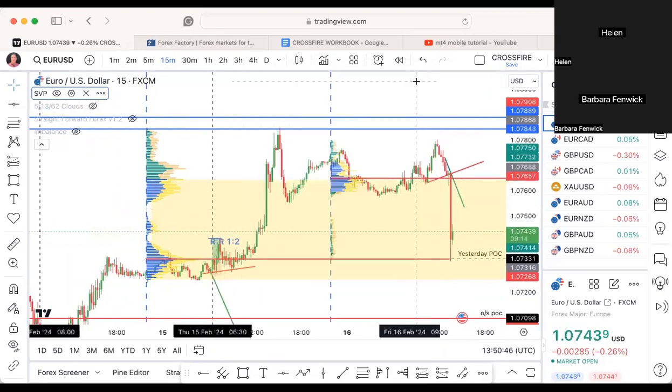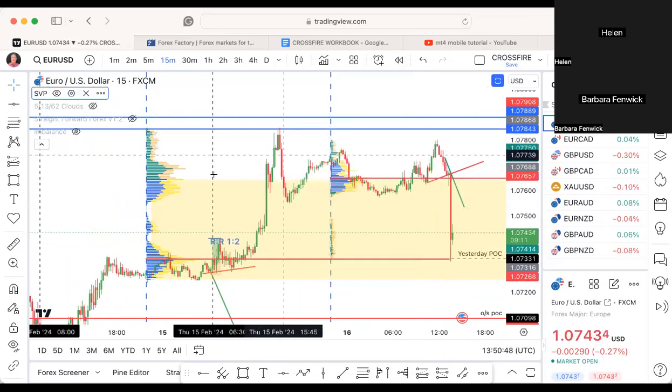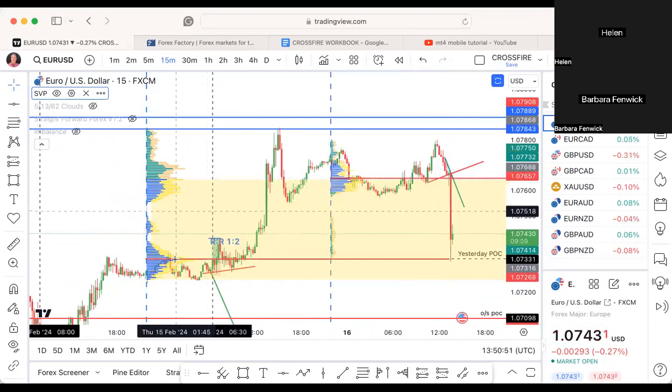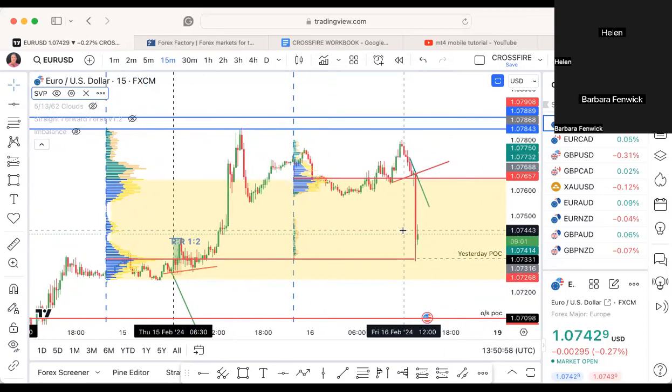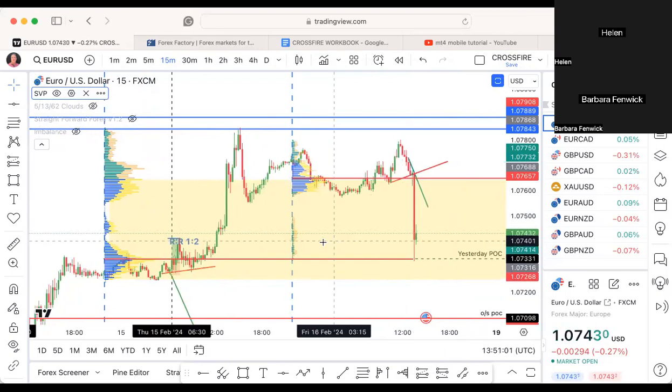There's another way of using volume profile. Basically, this becomes a very strong magnet. It attracts price. As you can see, it's attracted price there, and then it's bounced off it. That's what I was talking about yesterday. You can actually trade using yesterday's volume profile.